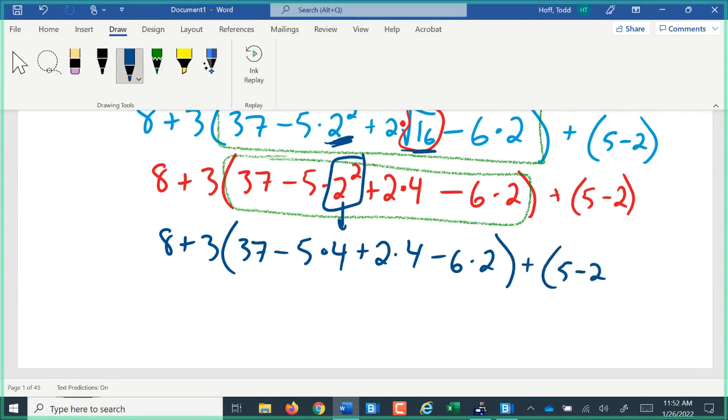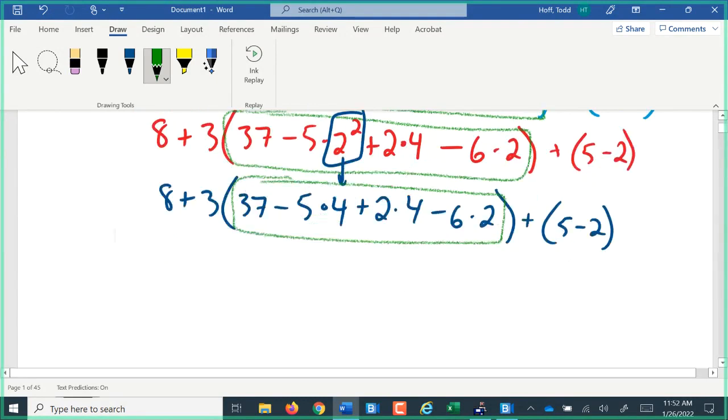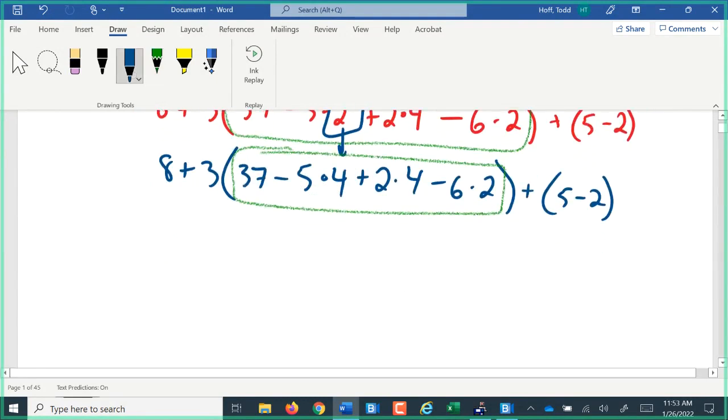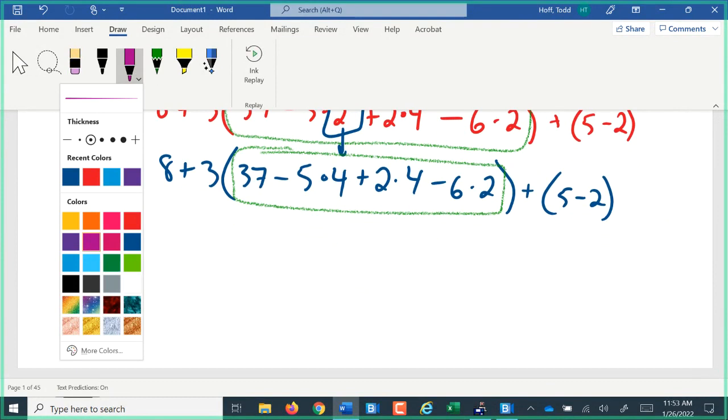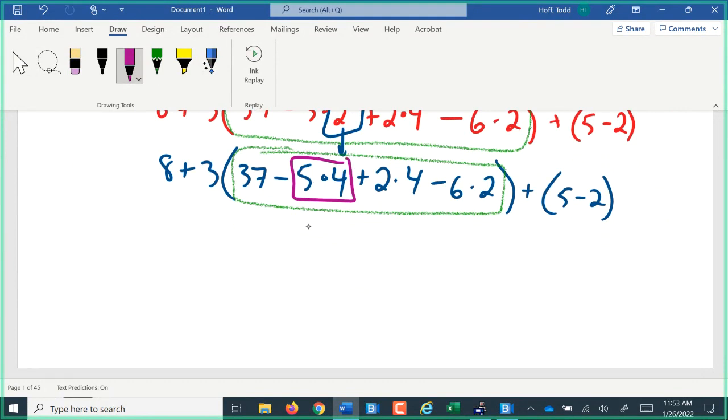Well, we're still working inside the parentheses. We will keep working inside that same set of parentheses until we've reduced it to a single number. No more radical, no more powers or roots, no more exponents. So we're down to doing multiplication and division. There's several multiplications here, so I go left to right. 5 times 4, which will be 20.